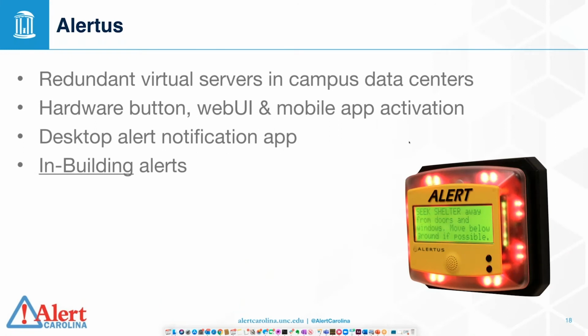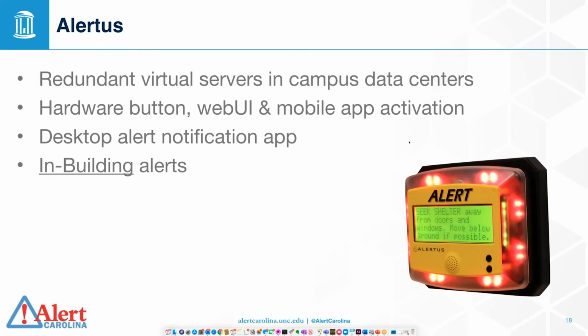Alertus is located in 2 of our data centers. It runs on redundant virtual servers, primarily so that we can do systems updates, whether that's software update of the Alertus application itself or the operating systems updates of the virtual servers themselves, without having any impact on our end user subscribing clients, whether those are desktop alerts or the hardware beacons.